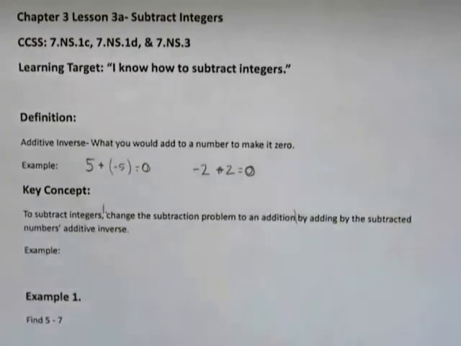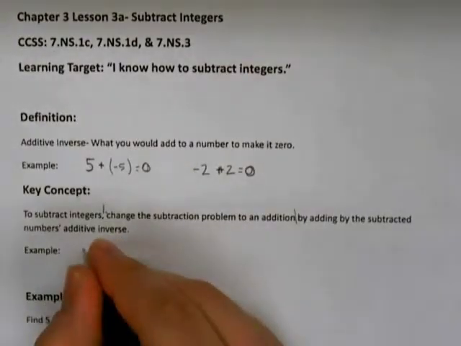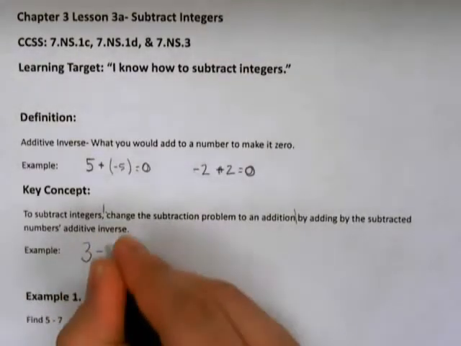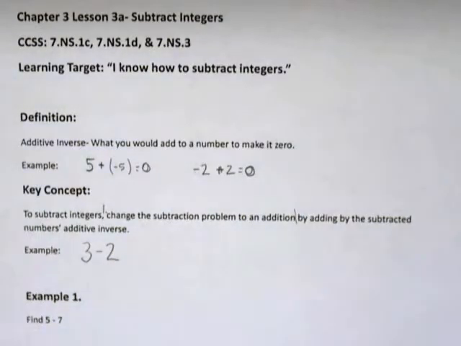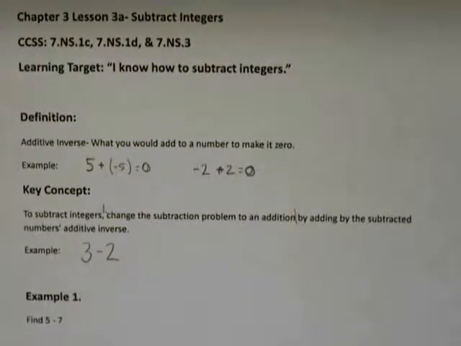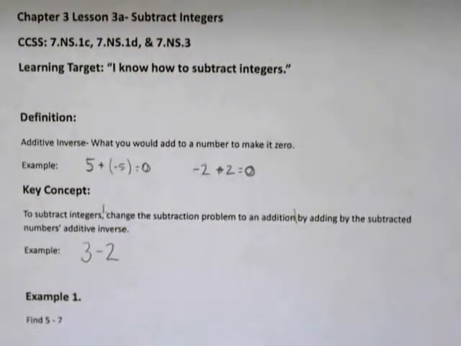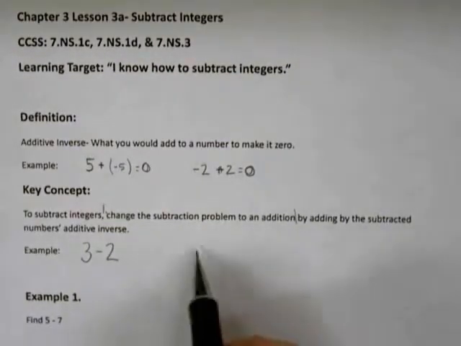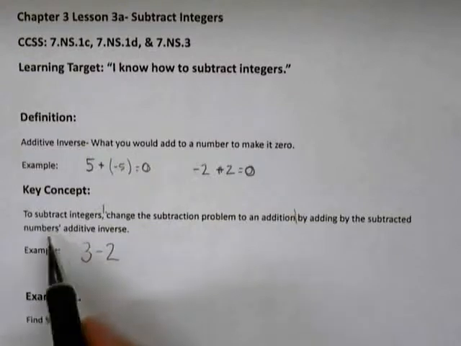I know those words can be confusing, but let's take it a step at a time. If we have the problem 3 minus 2, this is pretty easy. We all know that 3 minus 2 equals 1. But if we want to change that problem, which we will need to do for some of the more difficult problems, we have to add the subtracted number's additive inverse.